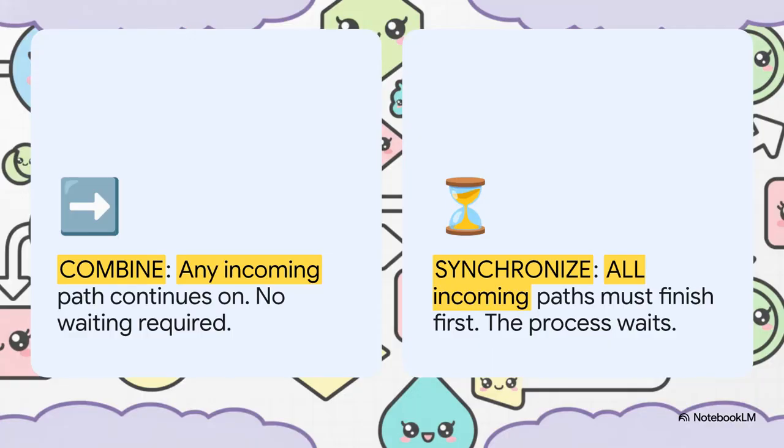So, after we split paths apart, we usually need to bring them back together. And notice, the diamond shape is back, but now it's a merge node. A merge just combines multiple paths into one. No questions asked, no waiting. But the black bar, which is now a join node, that's different. It's a synchronization point. It forces the process to pause and wait until every single one of those parallel tasks is complete before it can move on. Think of it like waiting for your friends to arrive at the theater. The movie doesn't start until everyone is there.